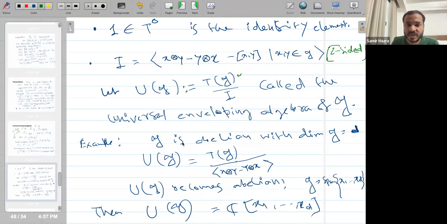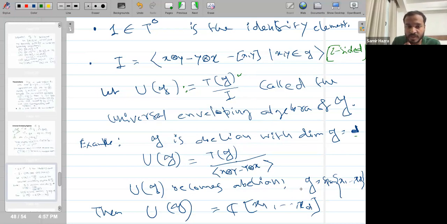So for example, if we take G to be the abelian Lie algebra with dimension of G equal to, let's say, D, then UG is what? UG is the tensor algebra of G over x tensor y minus y tensor x minus the bracket of xy, but since this is abelian, the bracket of xy is 0, and therefore you get this quotient. So basically x tensor y becomes y tensor x on the simple tensors. So the product here becomes abelian, right?